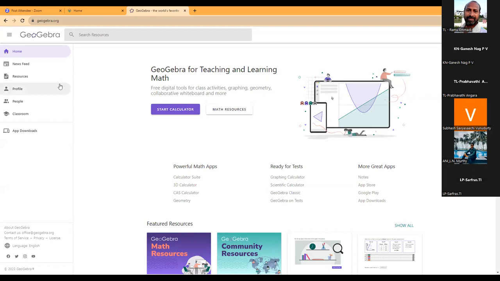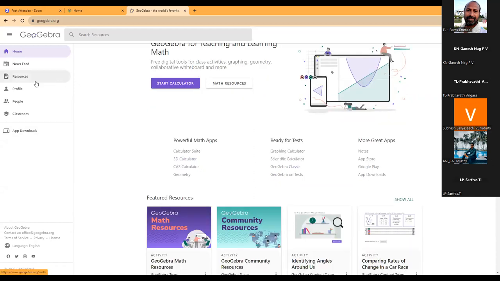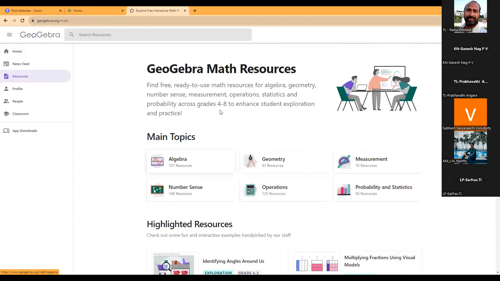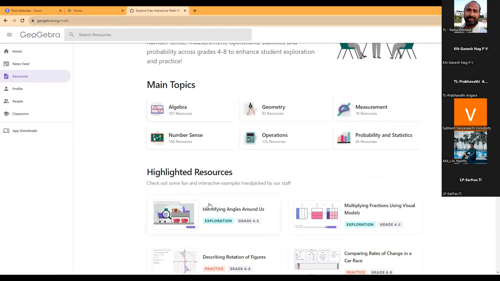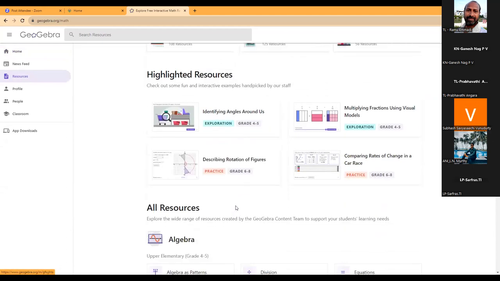So in the home page, we can see the resources here. And in the top most right corner, we have various types of GeoGebra, but basically we are using GeoGebra Classic here. So when you go to resources, you can see the various mathematics topics like algebra, geometry, measuring, number sense, operations, probability and statistics. So various topics are there.